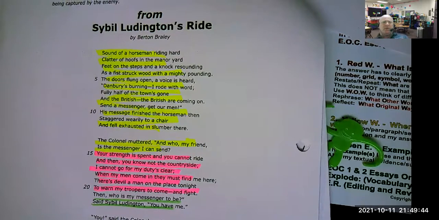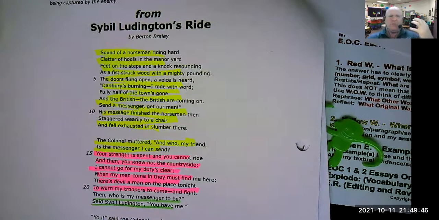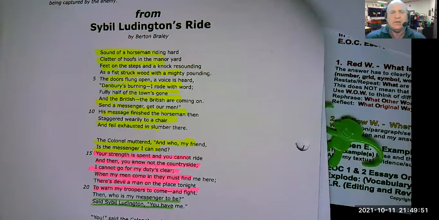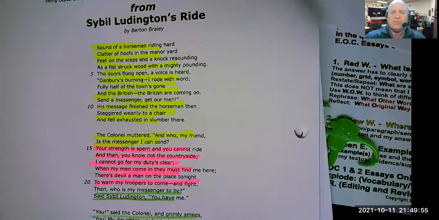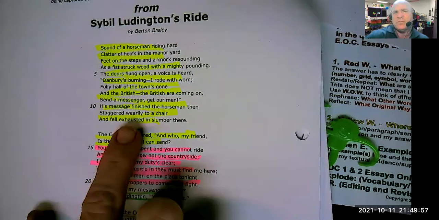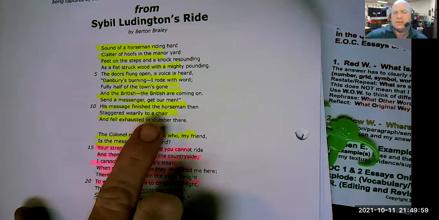So his role is done. And so you can see a picture of this messenger barely making it alive before he fell into a chair in slumber. And slumber is a synonym for almost sleeping.